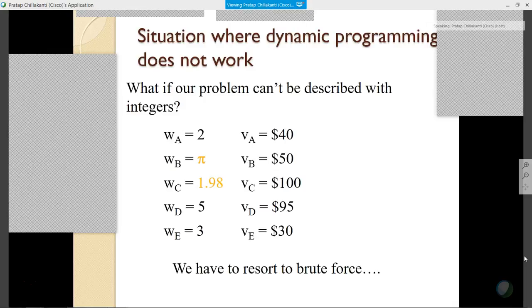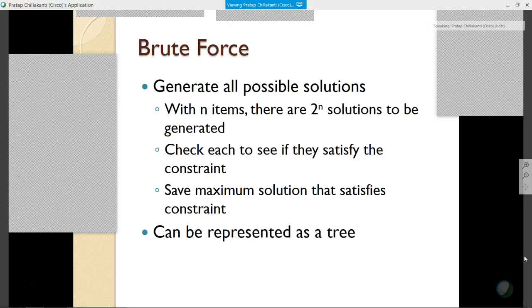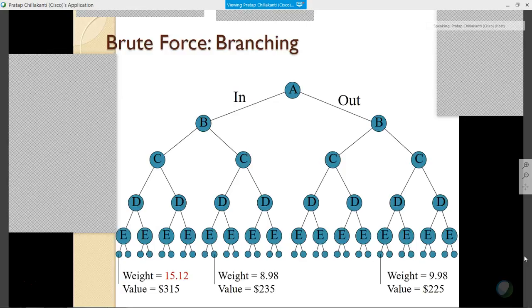Those values, it's 315. If you add the weights, it comes to 15 point something, right? So the left side value, if you see all the way, A, B, C, D, E, at E we stop, right? E is in. So the weight would be 15.12 and the value is 315. Now if you follow the other part where we say C, the weight is 8.98 and the value is 235, same thing. Some of them are in, some of them are out. So that is how you compute at the leaves.